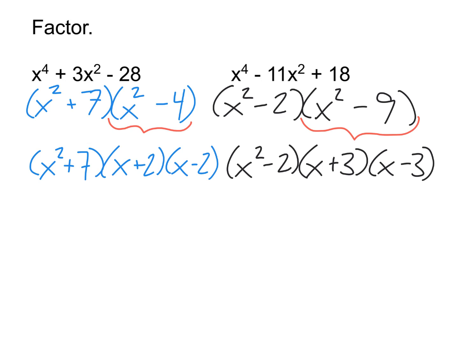And then that one is now fully factored because, again, the x squared minus 2 did not factor, and both of these that I just got, they're just x's, no x squareds. So they're not going to factor any further past that.